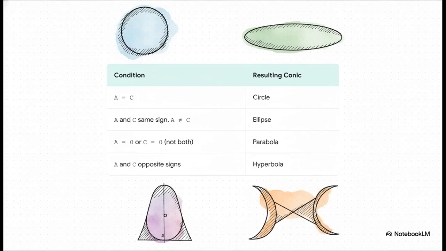So look at A and C. If they're exactly the same number, you've got yourself a circle. If they have the same sign, like they're both positive, but they're different numbers, that's an ellipse. Now, what if one of them is just gone, like there's an x squared but no y squared? That's a parabola. And finally, if A and C have opposite signs, one's positive, one's negative, it's got to be a hyperbola. Simple as that.